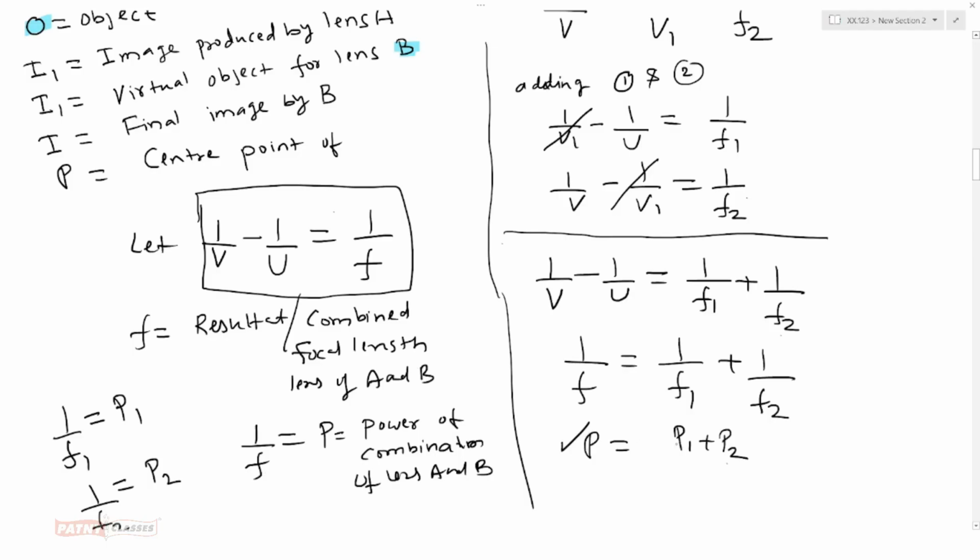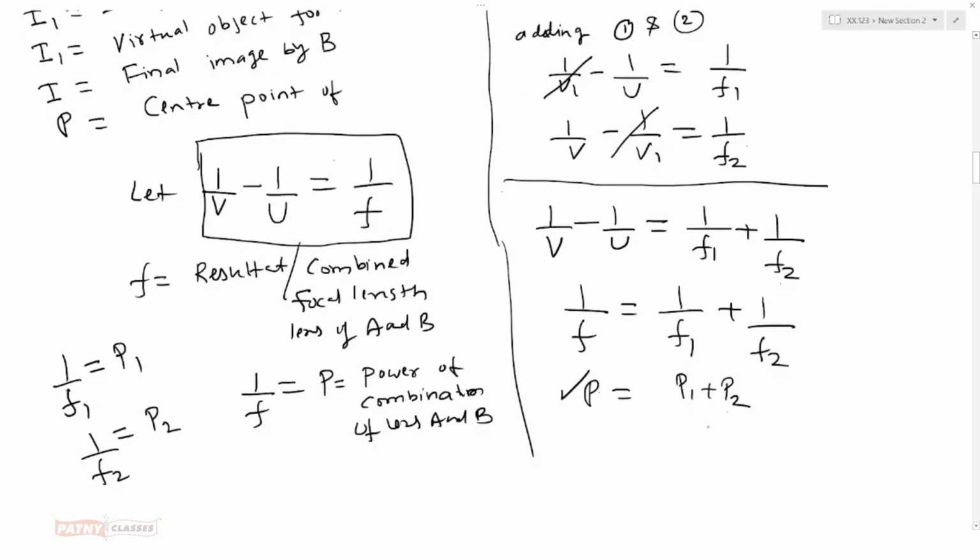Therefore we get P equals P1 plus P2. What is P1? P1 is 1/F1, where F1 is the focal length of the first lens. And what is P2? 1/F2 is P2, where F2 is the focal length of the second lens, that is lens B. So P1 is the power of lens A and P2 is the power of lens B, and the total power is nothing but the addition of the power of the first lens and the power of the second lens.